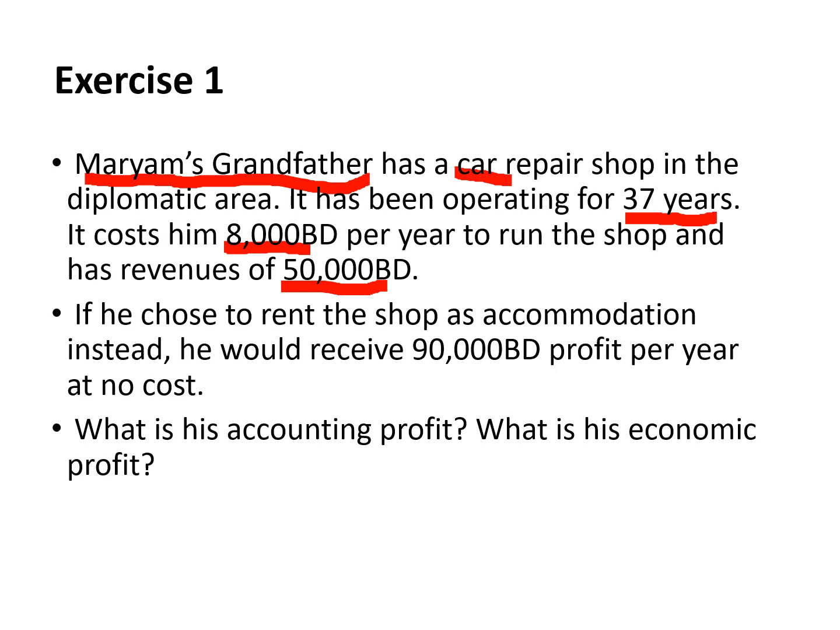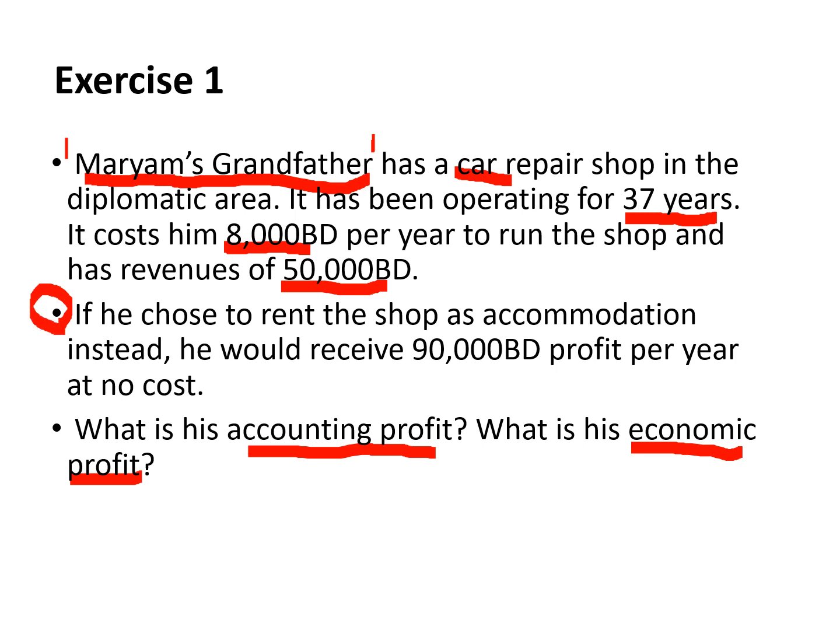Okay, now we're going to calculate his accounting profit. It's just going to be the 50,000 minus the 8,000. Okay, then we're going to calculate the economic profit. In order to calculate the economic profit, we must identify opportunity costs that Mariam's grandfather has. Okay, and the opportunity cost, a very large opportunity cost, is identified here.